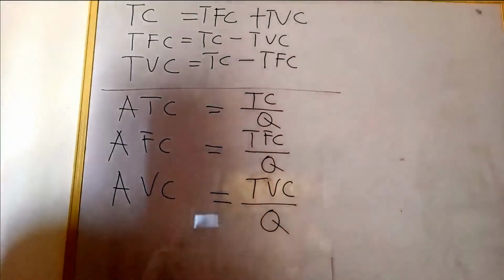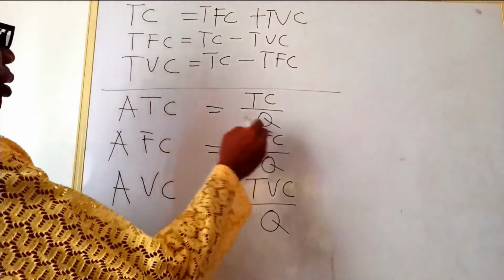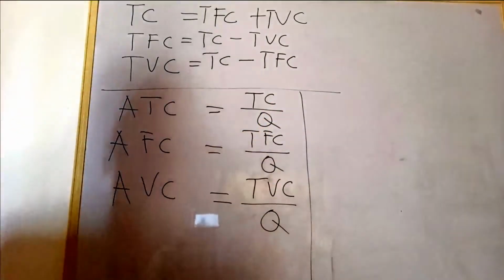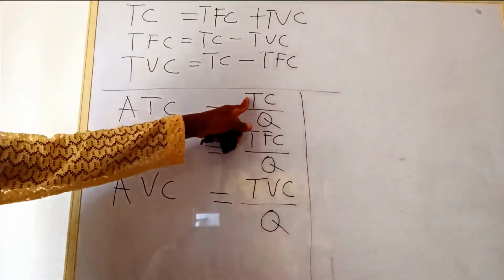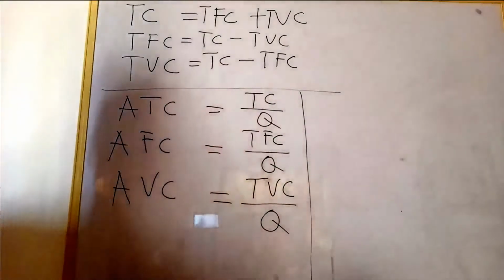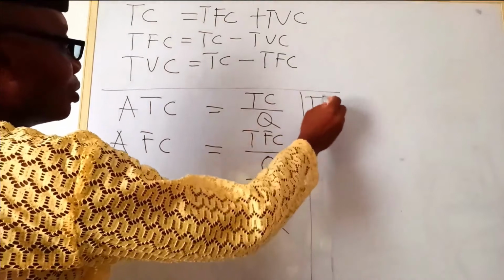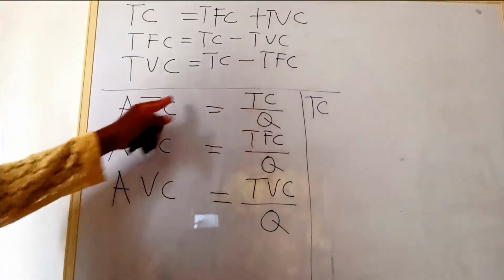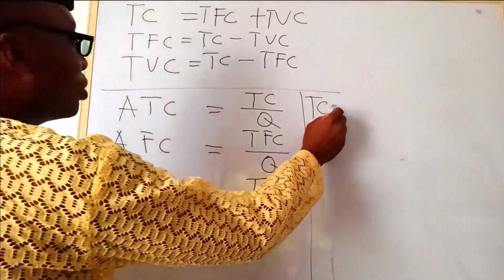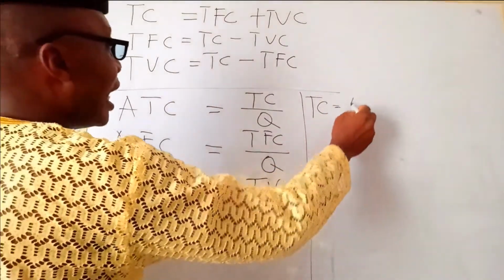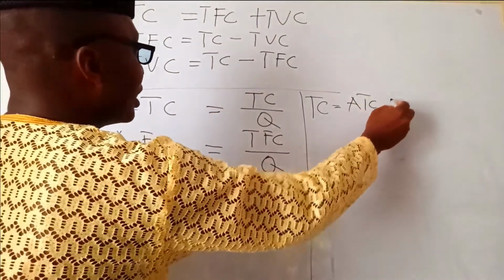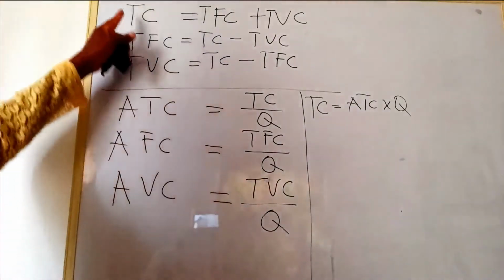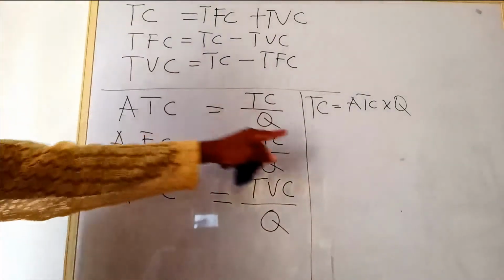From this, 1, 2, 3, you can get your total cost from this formula. All you do, you make this subject of the formula, it becomes total cost. When you take this way, you cross multiply. You have total cost equals average total cost times Q. That's another way to get your total cost. You need to have this knowledge.